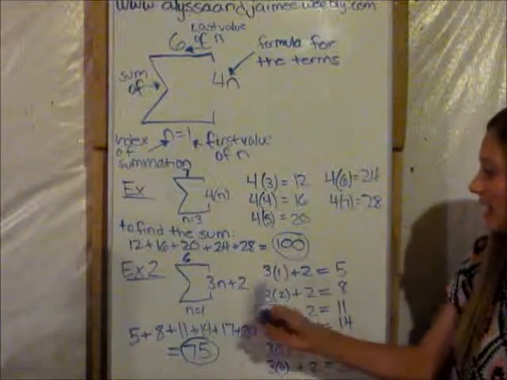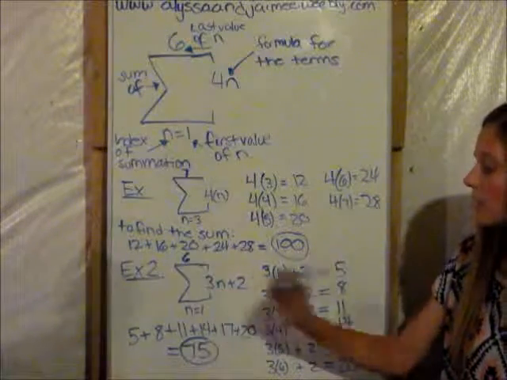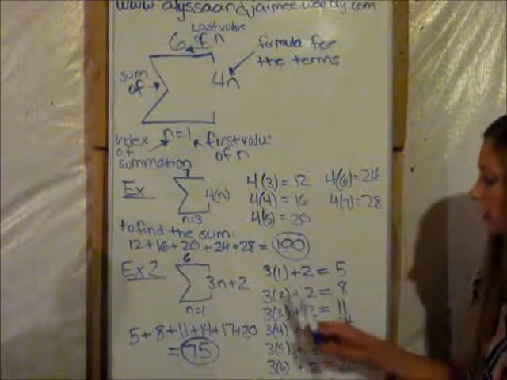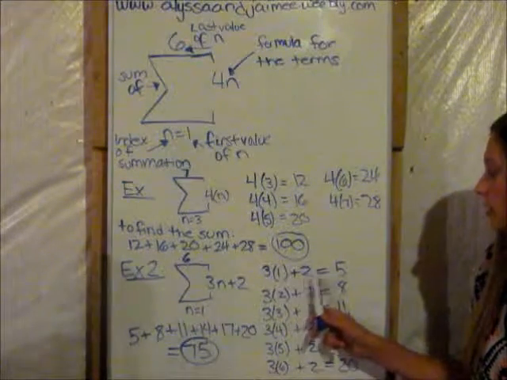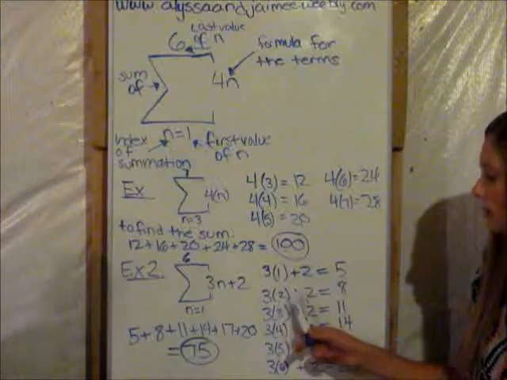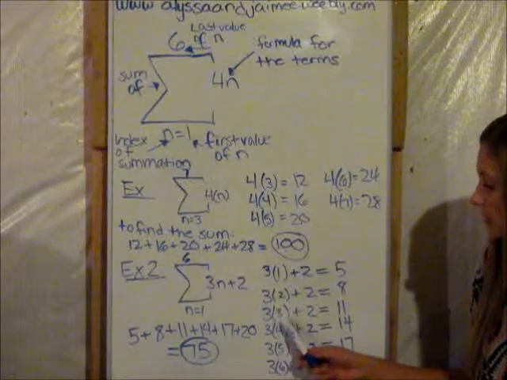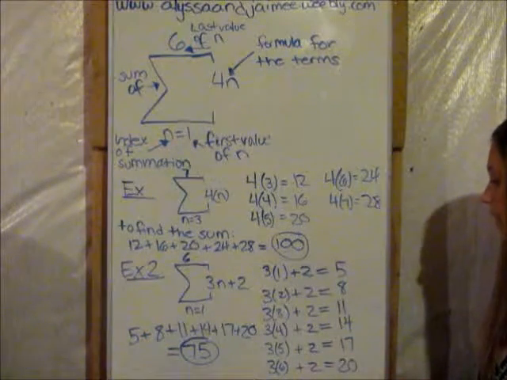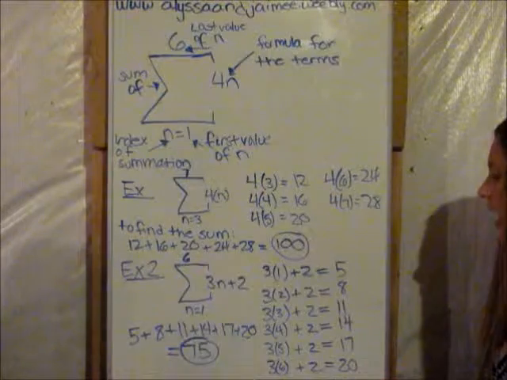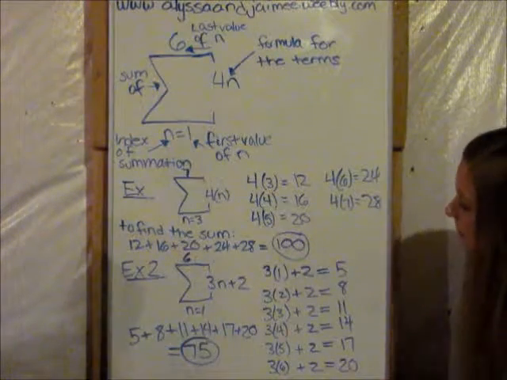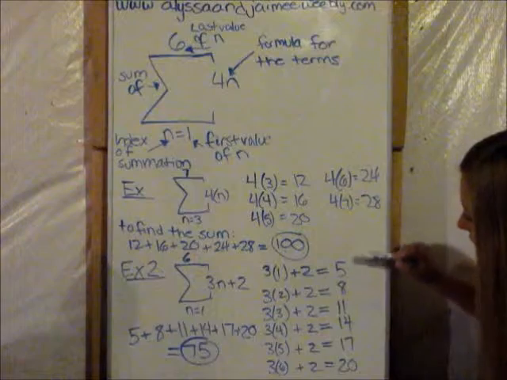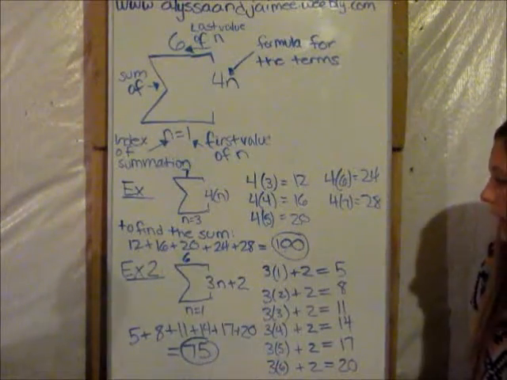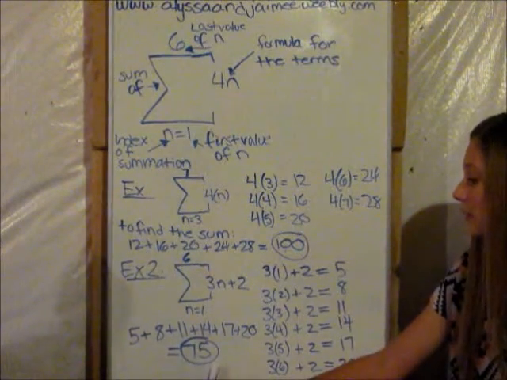Another example: n equals 1, the last value of n is 6, and the equation is 3n plus 2. You start off with 3 times 1 plus 2, which is equal to 5. Then 3 times 2 plus 2, which is 8. 3 times 3 plus 2, which is 11. 3 times 4 plus 2, which is 14. 3 times 5 plus 2, 17. And 3 times 6 plus 2 is 20. So you take the series of the answers: 5 plus 8 plus 11 plus 14 plus 17 plus 20. You add them all up, and that's equal to 75.